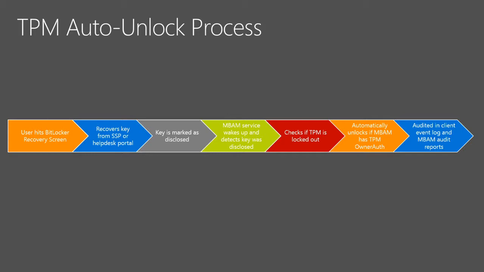When we unlock it on the client, we'll actually put something in the event log that tells you what happened, so that you know that an auto unlock occurred. And on the server side, we also have some audit reports, and we'll indicate that auto unlock occurred. So you can actually see how many TPM issues you're having in your environment just by querying that audit report. So there's some good value you can get there as well.